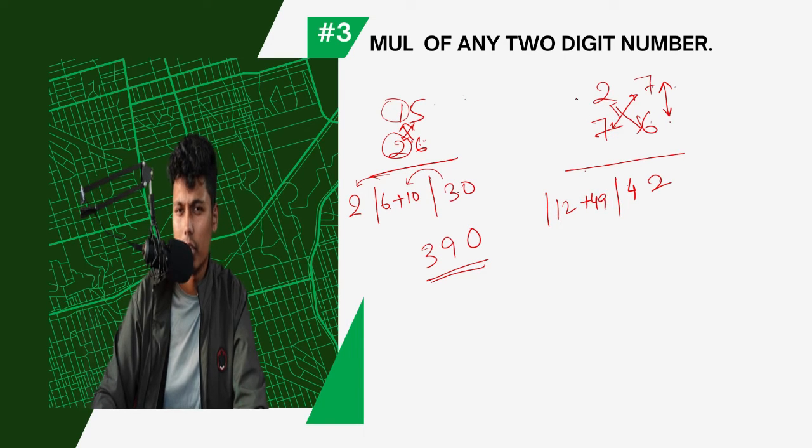Okay, and the third one is to multiply these two, that is 7 twos are 14. So for 42, 2 will come here, 4 will go here. 49 plus 12 is 61, plus 4 is 65, and 6 will go here, and 14 plus 6 will become 20. I hope I'm doing it correctly.